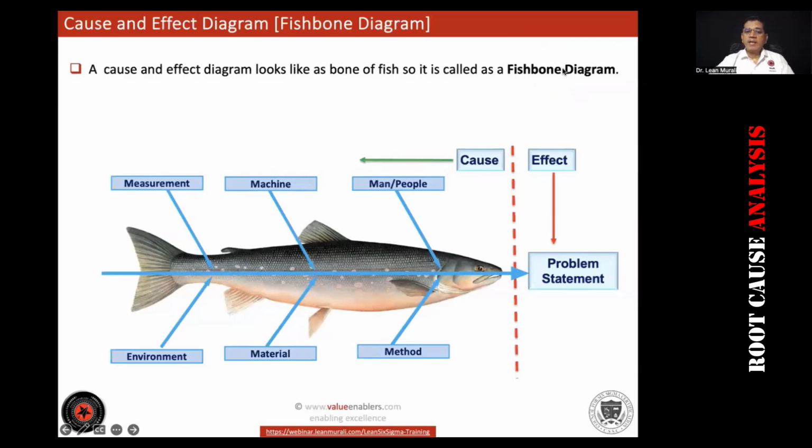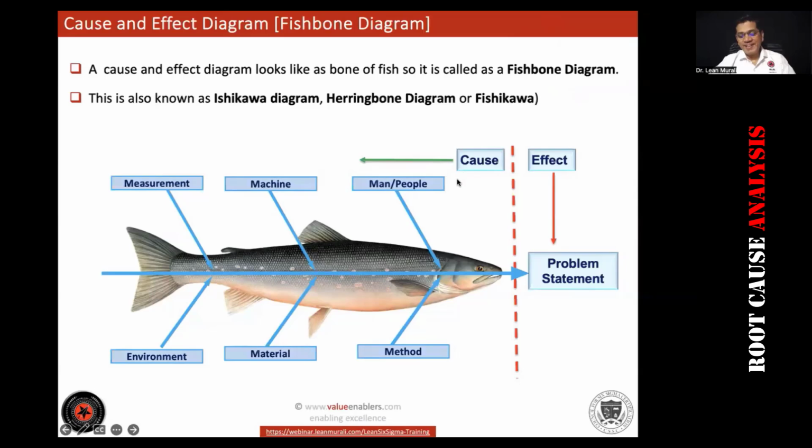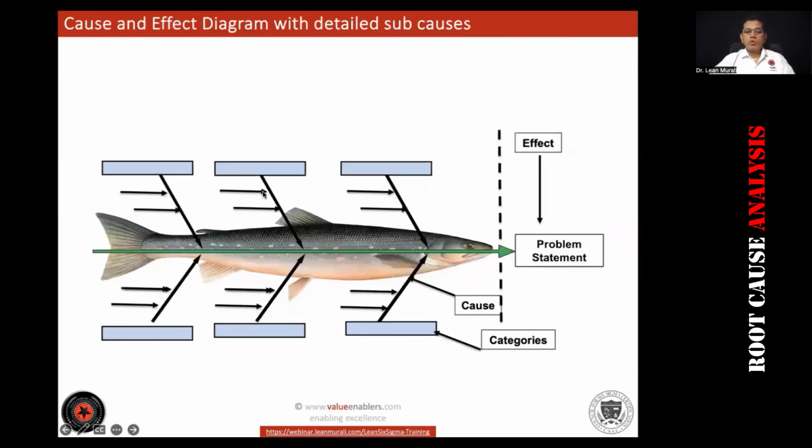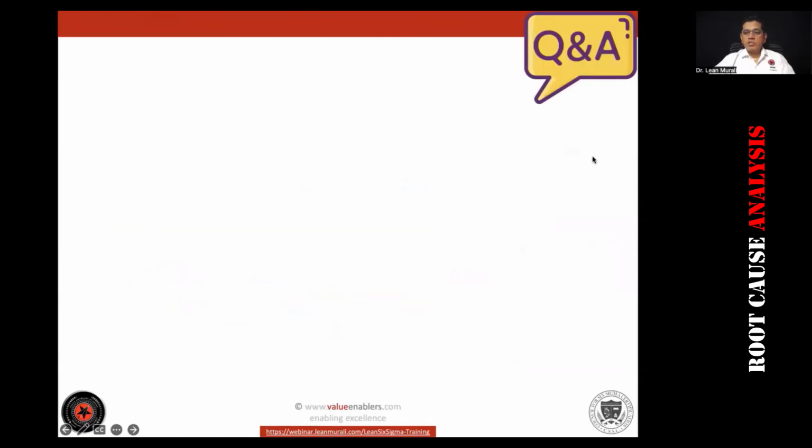A cause and effect diagram looks like the bone of a fish, so it's also called a fishbone diagram, Ishikawa diagram. Some people I have seen calling it Fishikawa, because fish and Ishikawa, Fishikawa. All right, so we write the causes like this. So the question: what do the bones of the cause and effect diagram represent?